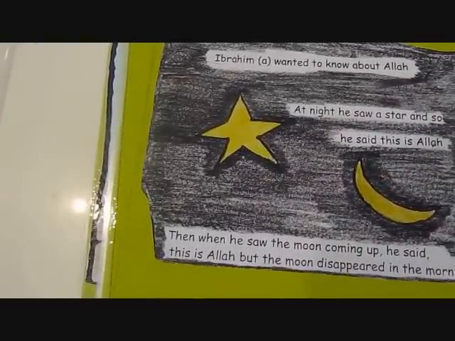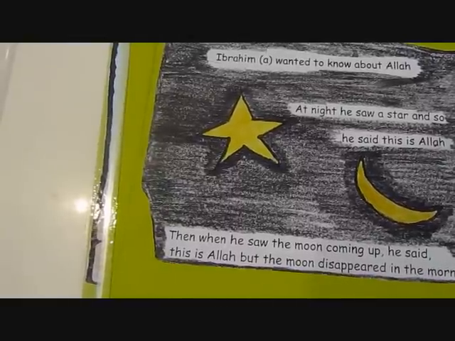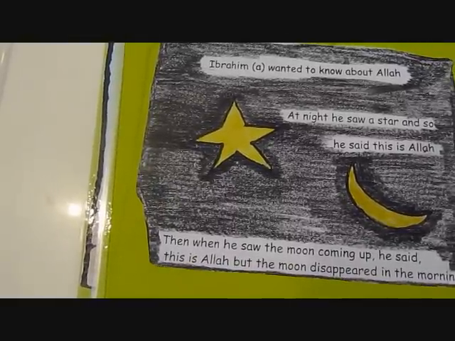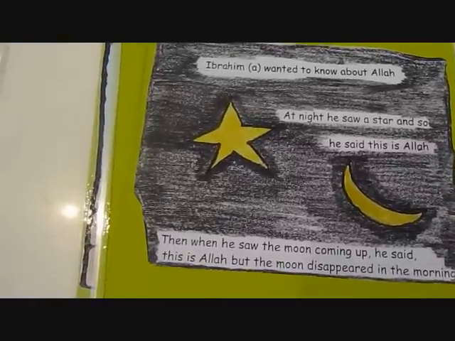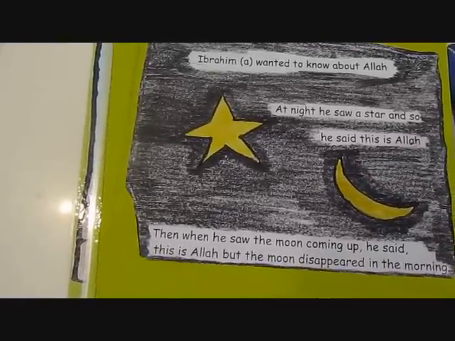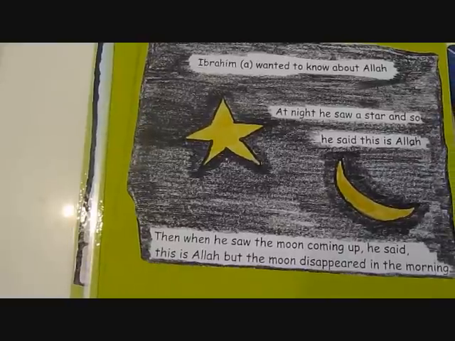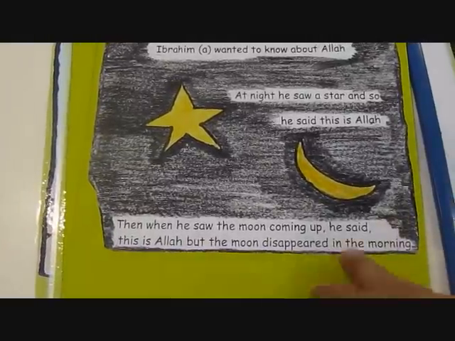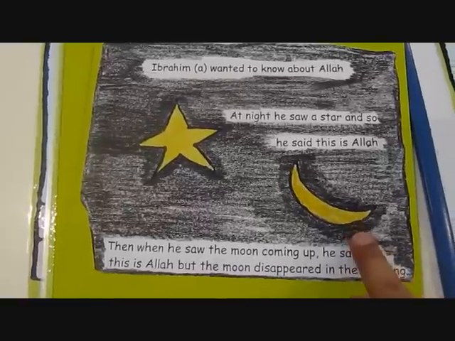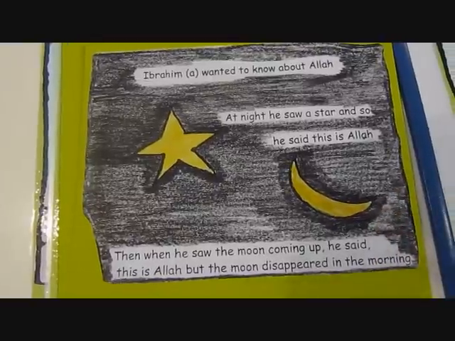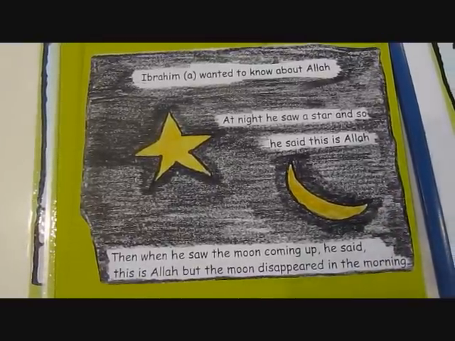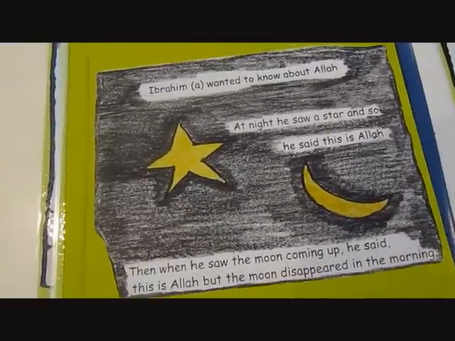But in the morning, when it faded and went away, because naturally in the morning there's no nighttime, the sun's out, so the stars are not seen. So he said, this cannot be Allah, and I don't like things that fade. The next night when he looked at the moon, he saw the moon coming up. He said, this must be Allah. But the moon disappeared in the morning as well. So he knew this could not be his Lord.